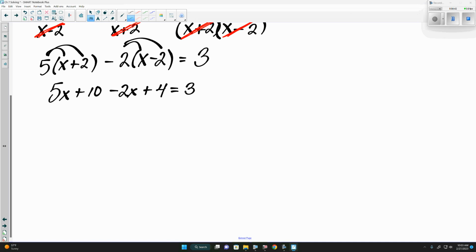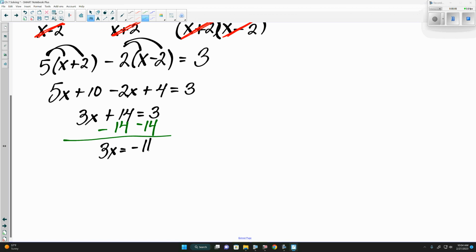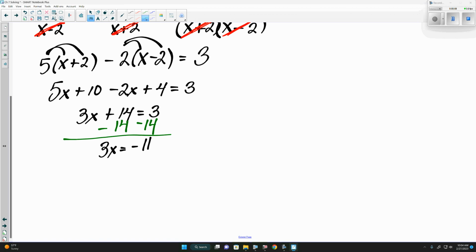Combine like terms, 5x minus 2x is 3x, 10 plus 4 is plus 14. Now at this point here, we need to get x by itself, so we can subtract 14 from both sides, telling us 3x is equal to negative 11. And last but not least, we would divide by 3, telling us x is equal to negative 11 thirds.